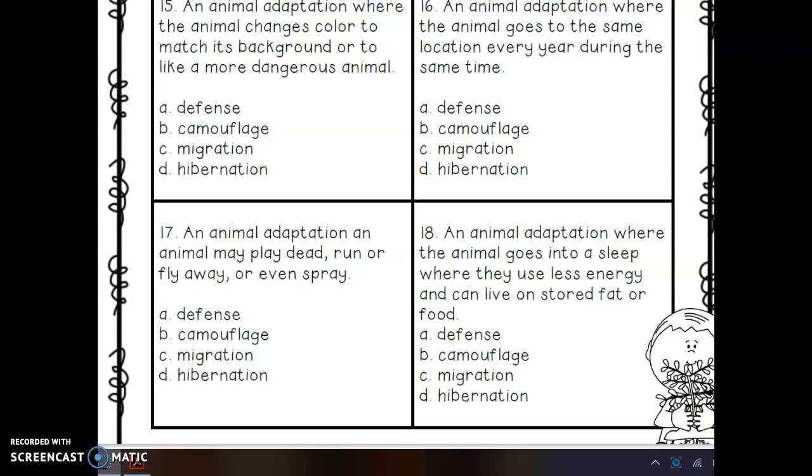The answer is hibernation. So, boys and girls, this is a review of the Georgia habitats and regions, as well as plant and animal adaptations.